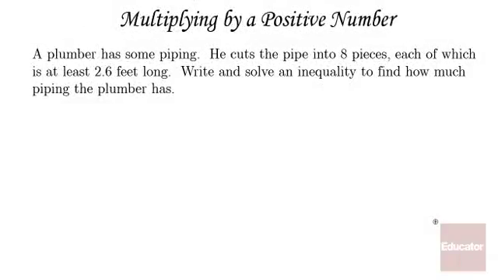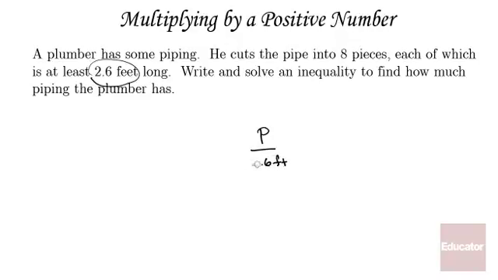A plumber has some piping. He cuts the pipe into 8 pieces, each of which is at least 2.6 feet long. Write and solve an inequality to find out how much piping the plumber has. So the plumber has the total amount of feet of piping, and we don't know how much it is, so I'm going to say P for how long the piping is. And each section has been divided into 2.6 feet sections.